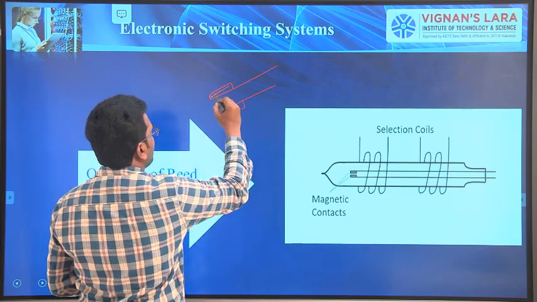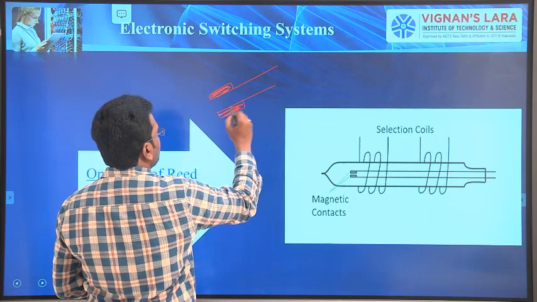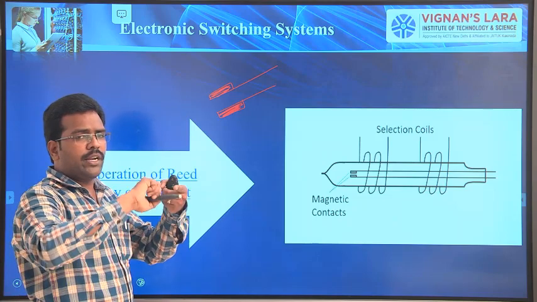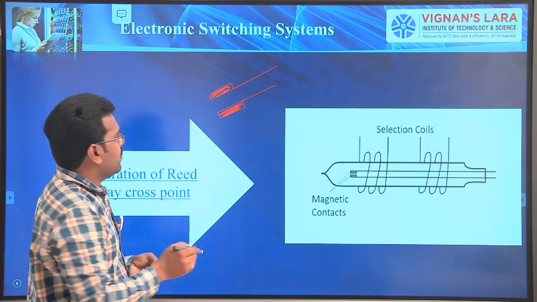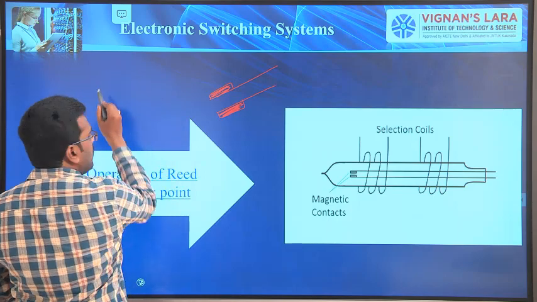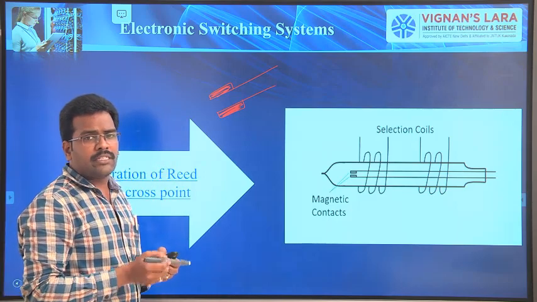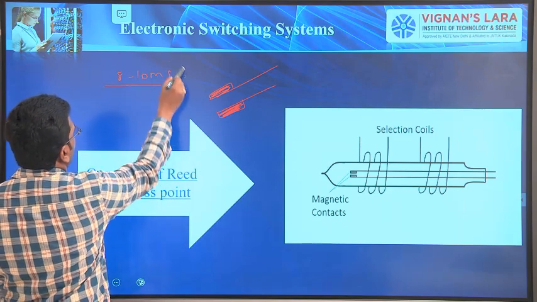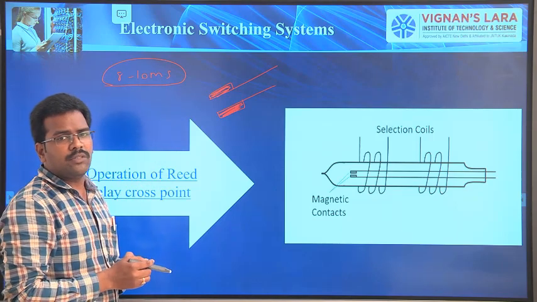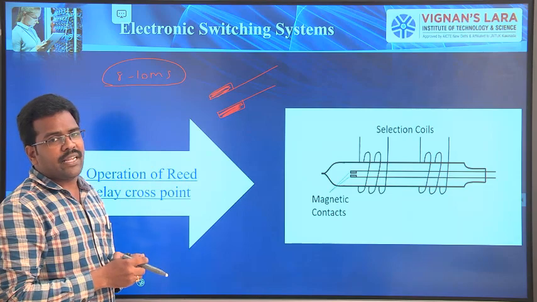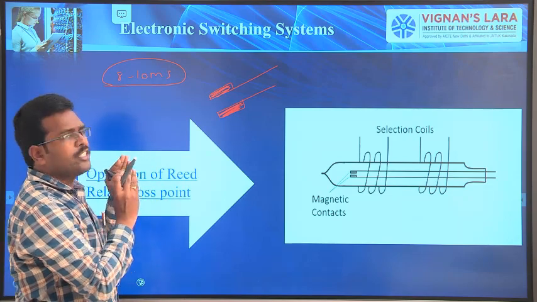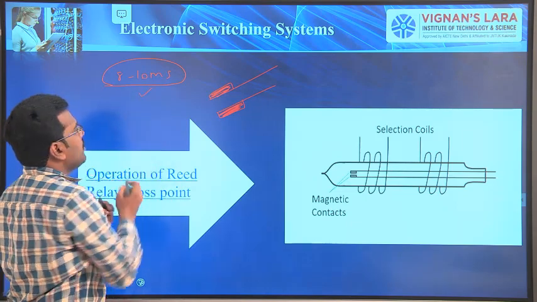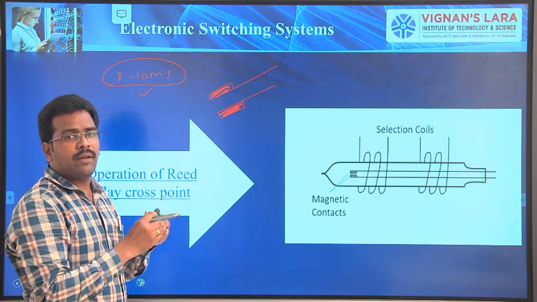We observed in the last class that it contains some magnetic coils, magnetic material as contact point. By moving the vertical and horizontal bars, we are trying to make the connections, right? So in case of electromechanical, the breaking and making of circuits is done in 8 to 10 milliseconds. The time taken for making and breaking of the circuit or cross point is 8 to 10 milliseconds. This is a very large time. So as a design engineer, our objective is to reduce this time taken for establishing a connection.